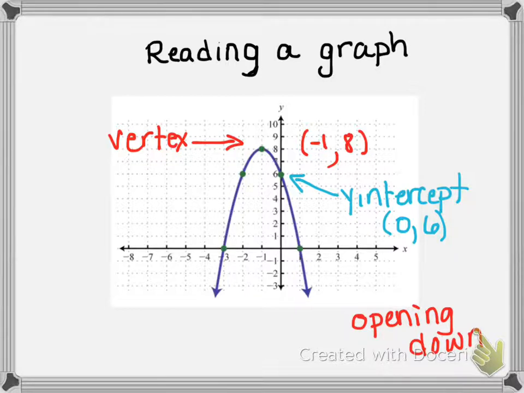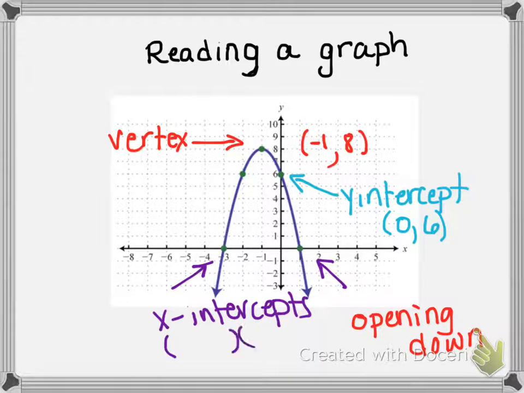Couple other points that are really important to talk about. We look at the places where your graph crosses the x-axis. We call those your x-intercepts. We know at both of those locations, your y value is equal to 0 because it is on the x-axis. So therefore, we need to just pay attention to what your x value is on the axis at each of those. And in this case, my x-intercepts are -3, 0, and 1, 0.